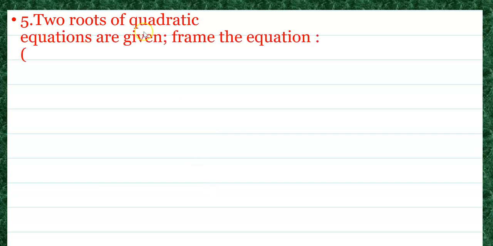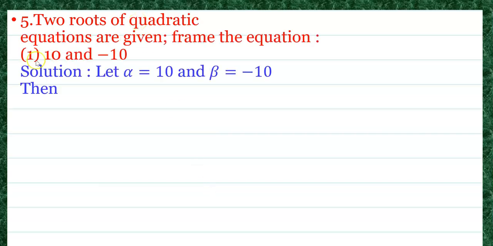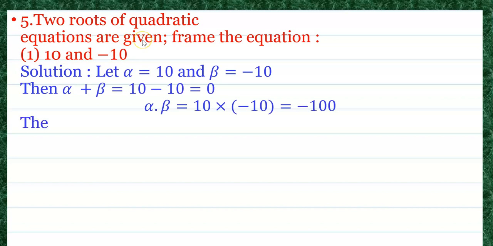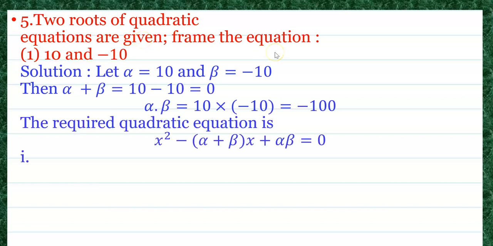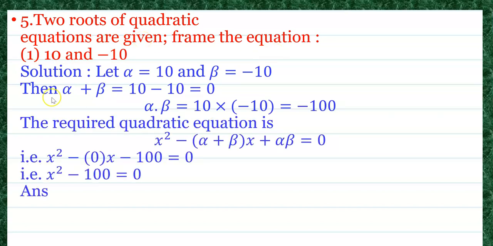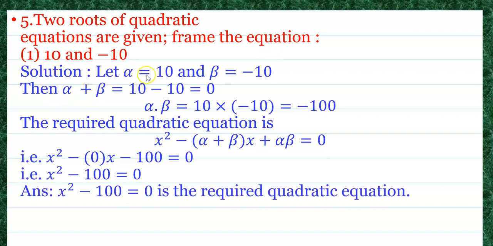Okay. Now the next. Two roots of quadratic equations are given. Frame the equation. What are the values of alpha and beta? Alpha is 10, beta is minus 10. आता आपण काय sum of the roots and products of the roots find out करणार. Alpha plus beta, that is a 10 minus 10, that's equals to 0. Alpha into beta, 10 into minus 10, that is a minus 100.